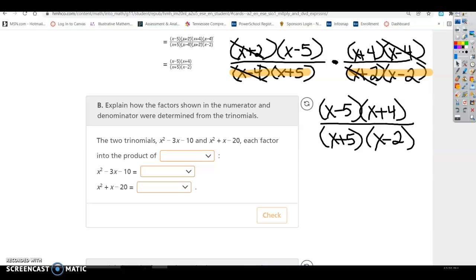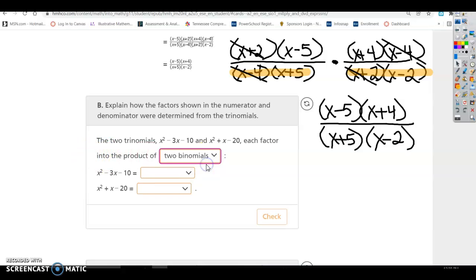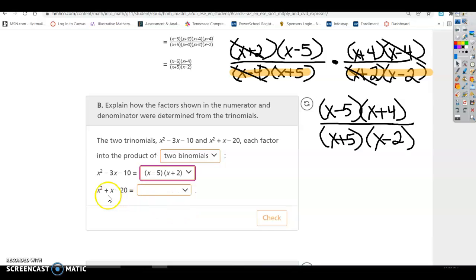All right, so it says explain how the factors shown in the numerator and denominator were determined from the trinomial. Okay, so again, we just factored. So the two trinomials, x squared minus 3x minus 10 and x squared plus x minus 20, each factor into the product of two binomials. And the first one went to x plus 2 and x minus 5. And the second one went to x minus 4 and x plus 5.